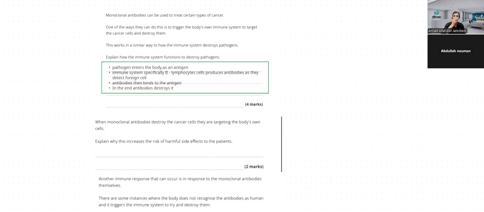So it was almost like 4 marks, it's a 4 mark question. Is my answer not right? And now, before: antibodies then bind to the antigen. You would say the specific antibodies then bind to the specific antigen. You need to add the word specific.